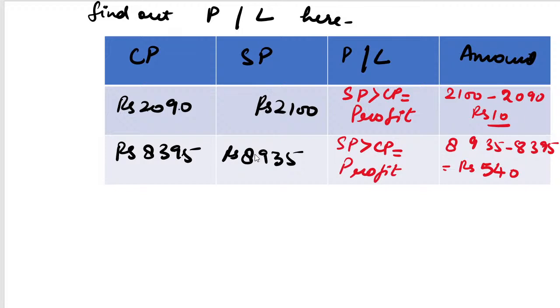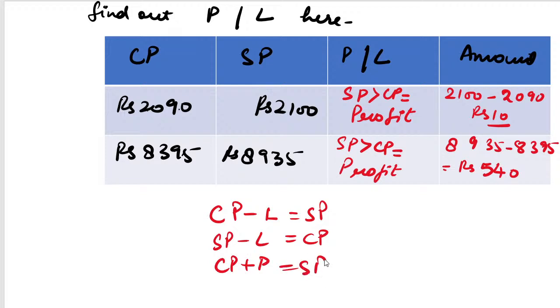Some questions are problem sums mainly. If there are some sums, you can ask. Almost all the sums are based on CP minus loss equals SP, or SP plus loss equals CP, or CP plus profit equals SP, SP minus profit equals CP. That's how you have to find out the answers to such questions.